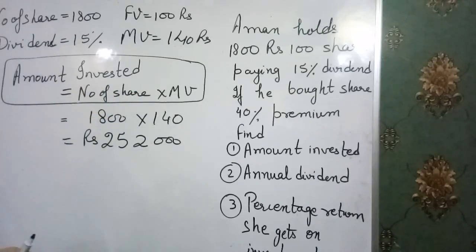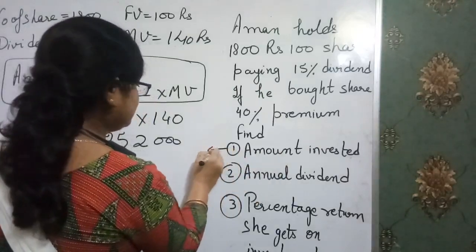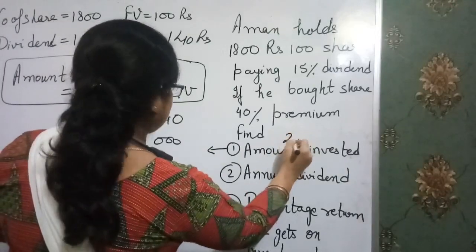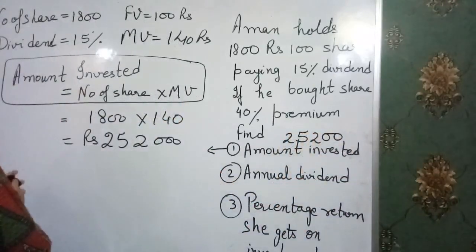Now second thing, annual dividend. Now you just write it here, amount invested. That means we got 25200. Clear? Now next one.